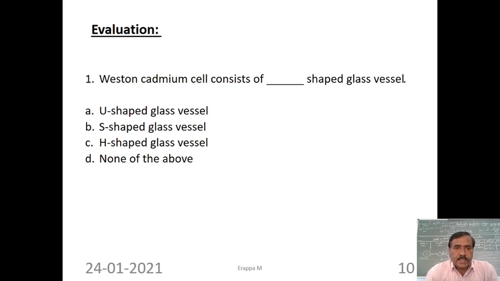From this session some questions will appear. The first question is very simple. The Weston cadmium cell consists of a dash-shaped glass vessel. A is U-shaped glass vessel, B is H-shaped glass vessel, C is H-shaped glass vessel, D is none of the above. So, an explanation of the Weston cadmium construction, working and labelling. It is a very easy question. C is the answer, H-shaped glass vessel.